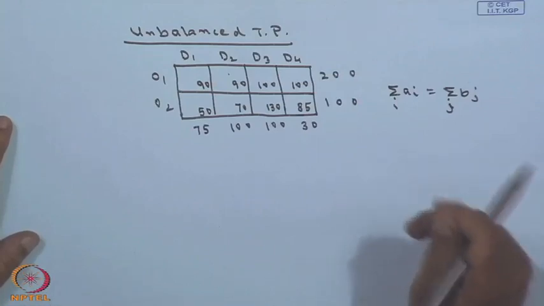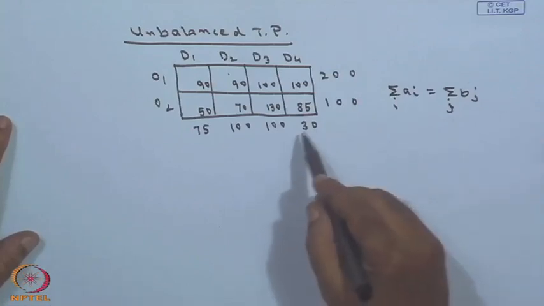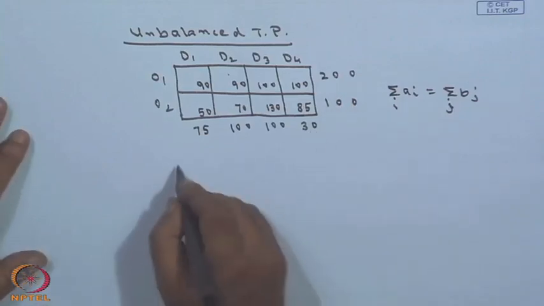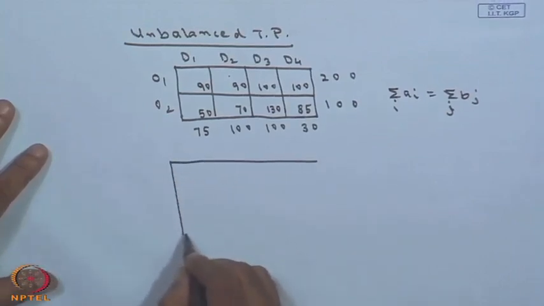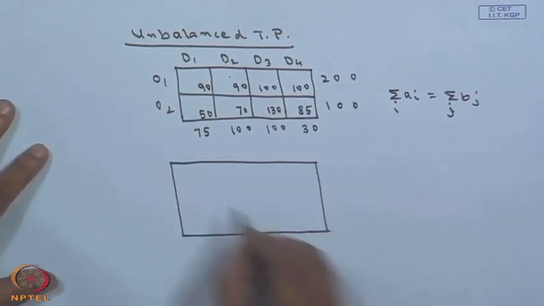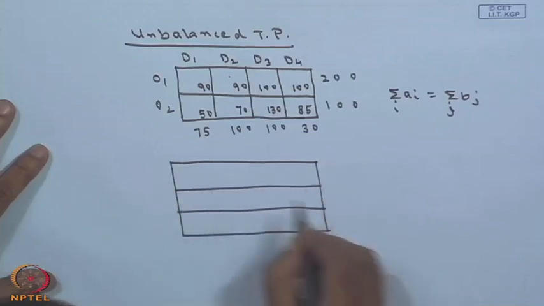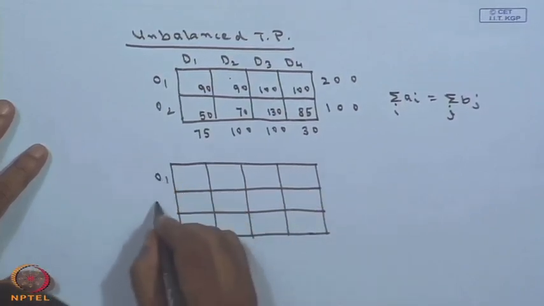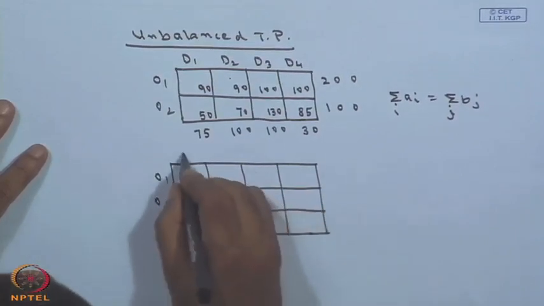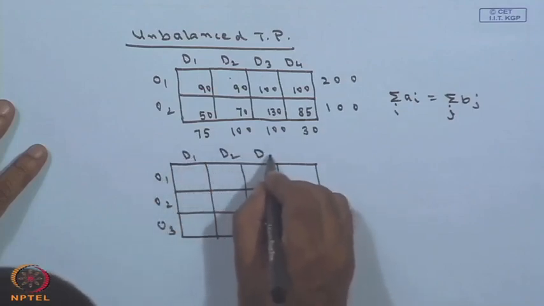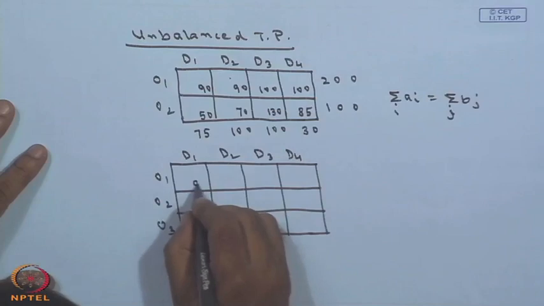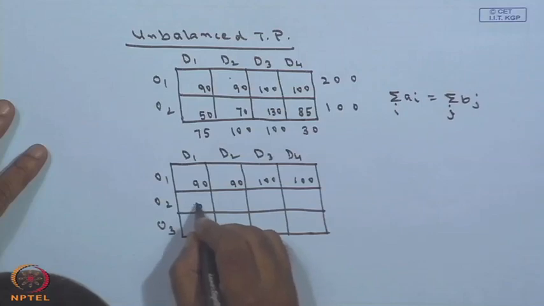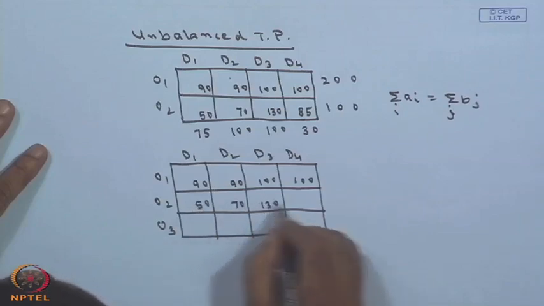Whenever I have an unbalanced transportation problem, since the availability is less and demand is more, you have to add one more row over here. Now you will have 3 rows, and the number of columns will remain the same, 1, 2, 3 and 4. Say I am making O1, O2, O3 and D1, D2, D3, D4. The costs for these cases are the same: 90, 90, 100 and 100; 50, 70, 130 and 85.